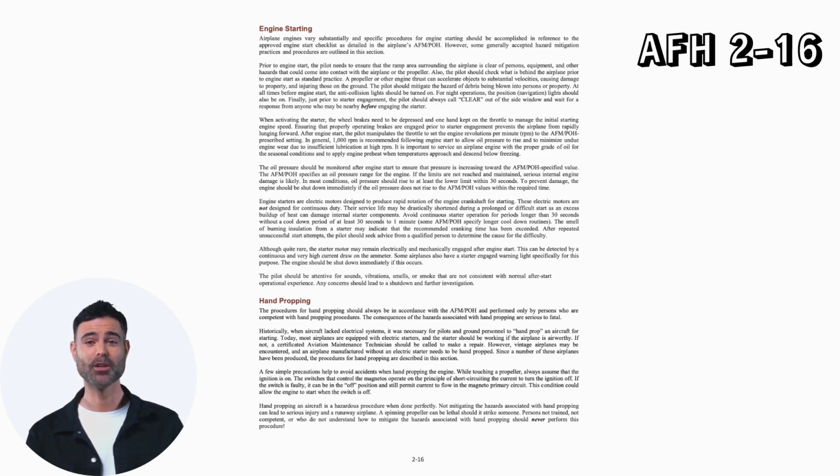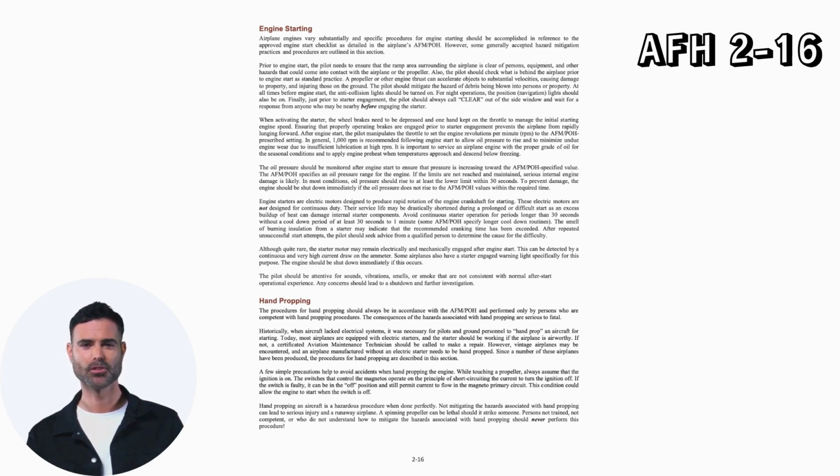When activating the starter, the wheel brakes need to be depressed and one hand kept on the throttle to manage the initial starting engine speed. Ensuring that properly operating brakes are engaged prior to starter engagement prevents the airplane from rapidly lunging forward. After engine start, the pilot manipulates the throttle to set the engine revolutions per minute (RPM) to the AFM/POH prescribed setting. In general, 1,000 RPM is recommended following engine start to allow oil pressure to rise and to minimize undue engine wear due to insufficient lubrication at high RPM.